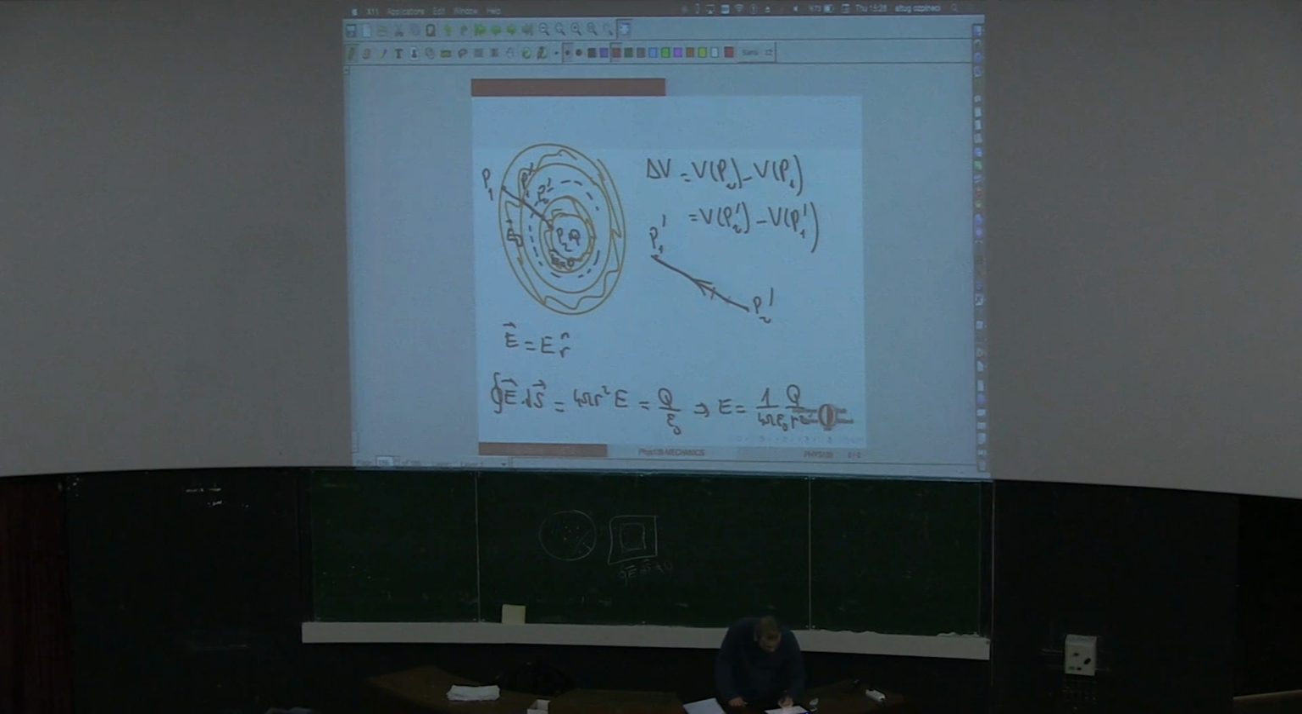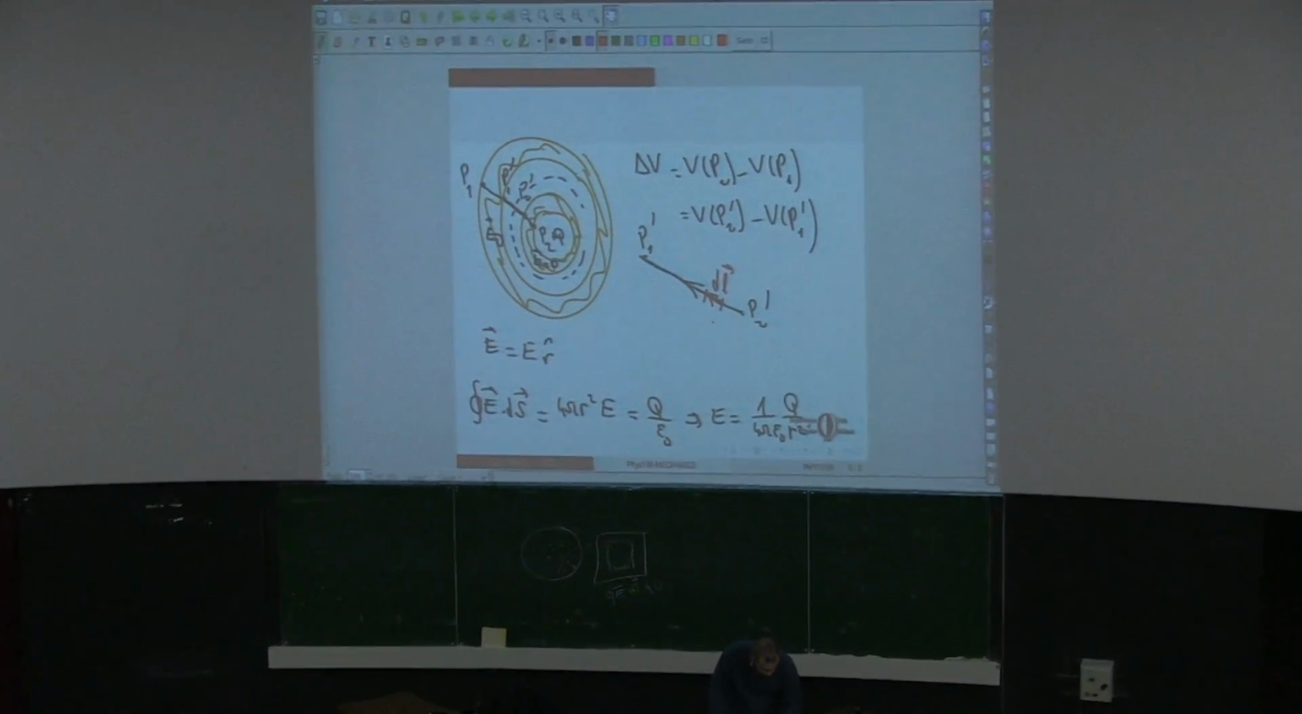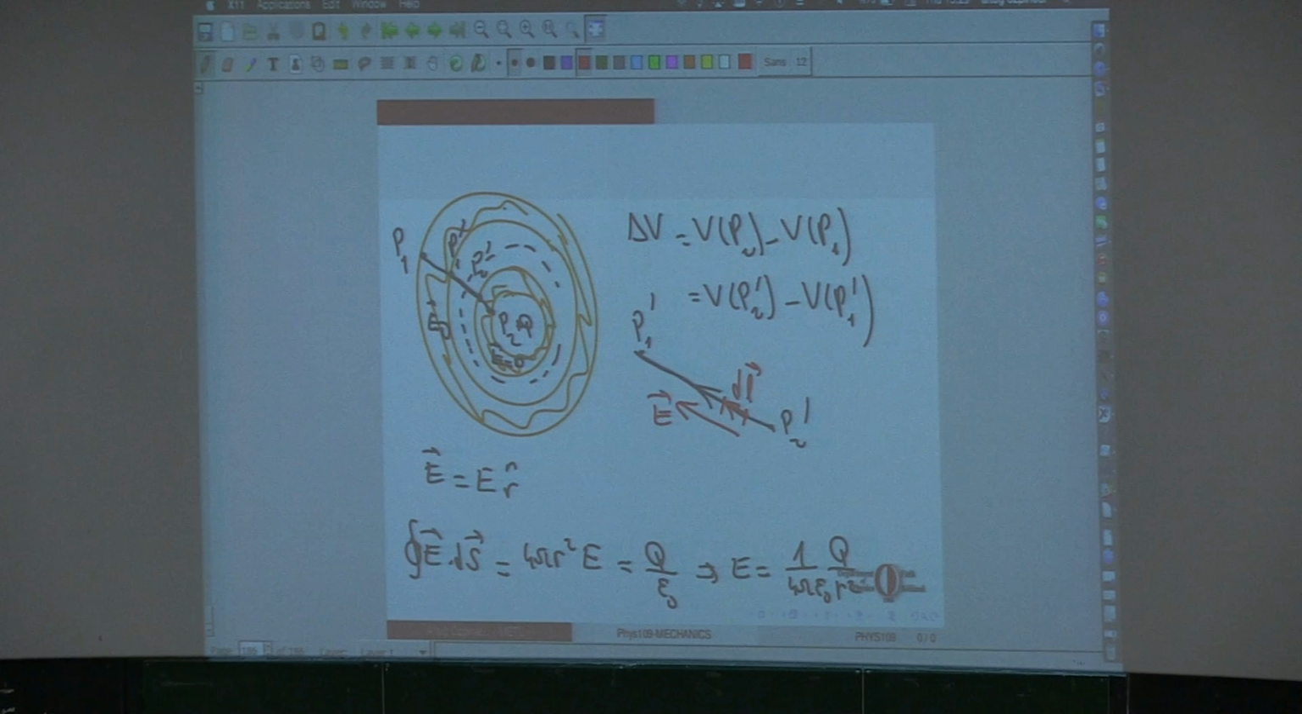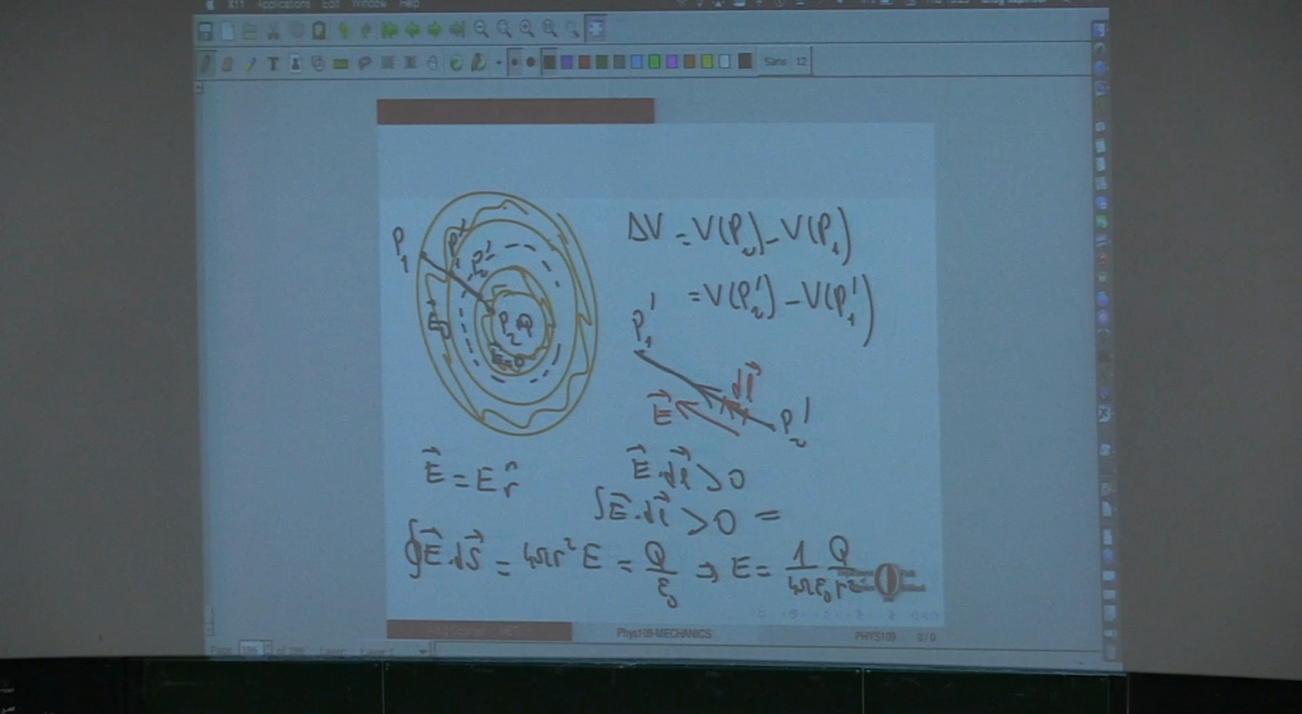If I divide this segment into very small parts, dl, well, the electric field at the point of dl is also radially out. So this is my electric field at the point of this segment. But this basically means that E dot dl is larger than 0. But if E dot dl is larger than 0, the integral of E dot dl is also larger than 0. But the potential difference is minus this integral. So delta V is less than 0. So it just means that the potential at the inner surface is smaller than the potential at the outer surface.